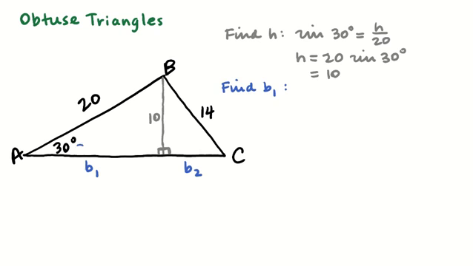Well, I'm going to use cosine. So cosine of 30 is equal to B1 divided by 20. I'm going to multiply both sides by 20, and I'm going to say B1 is 20 times the cosine of 30 degrees. Cosine of 30 degrees is not a rational number, it's root 3 over 2. And again, that's something you'll know in the next unit.